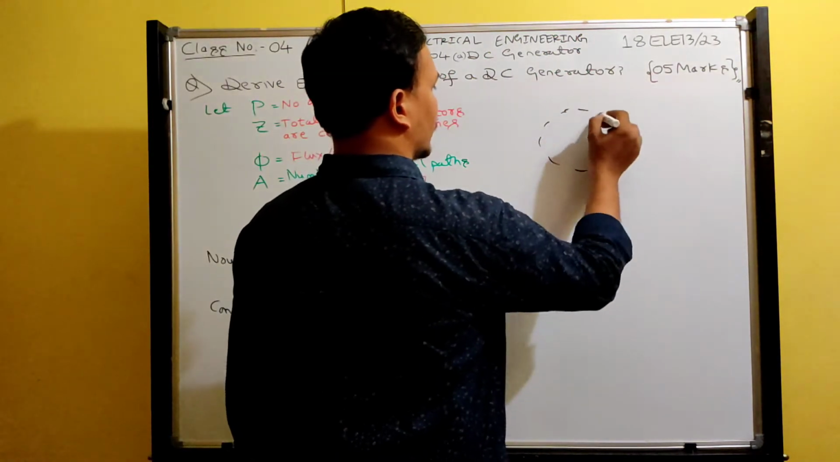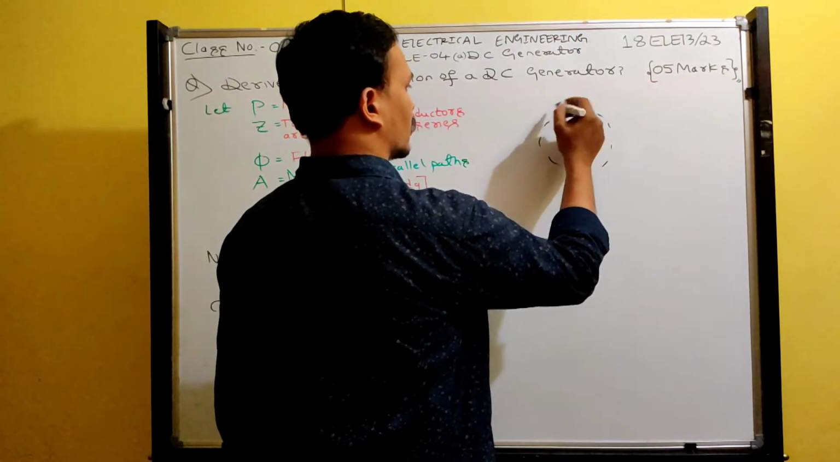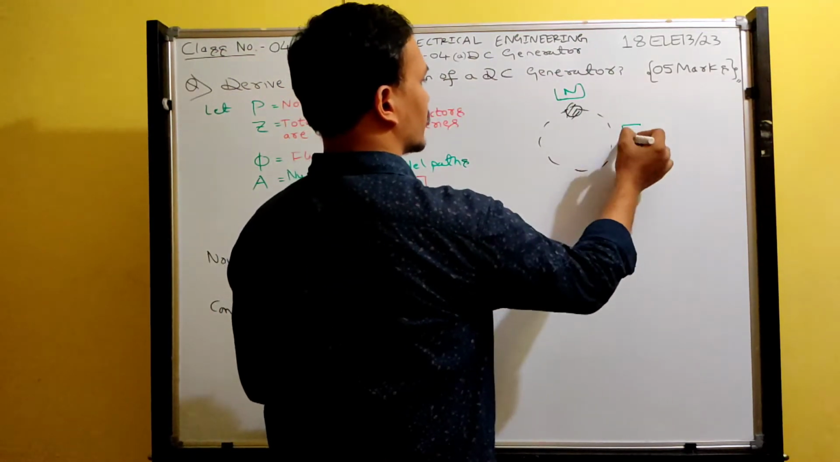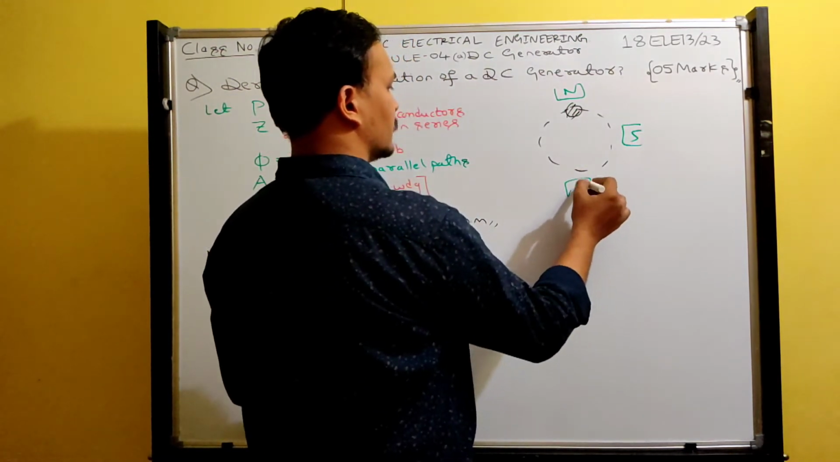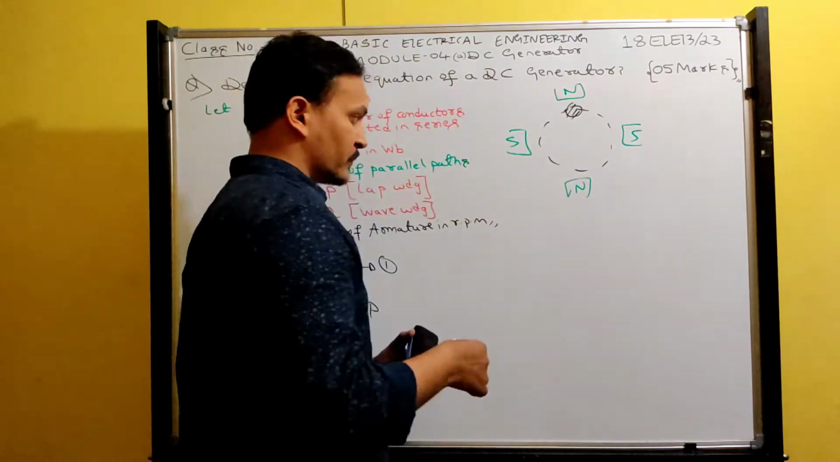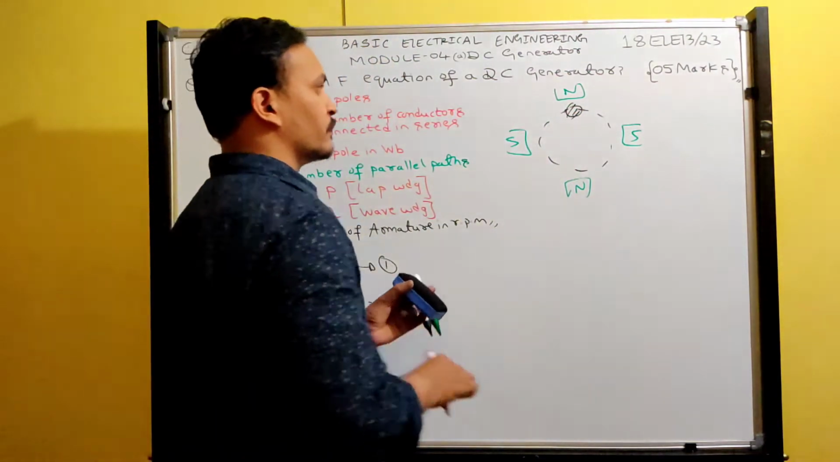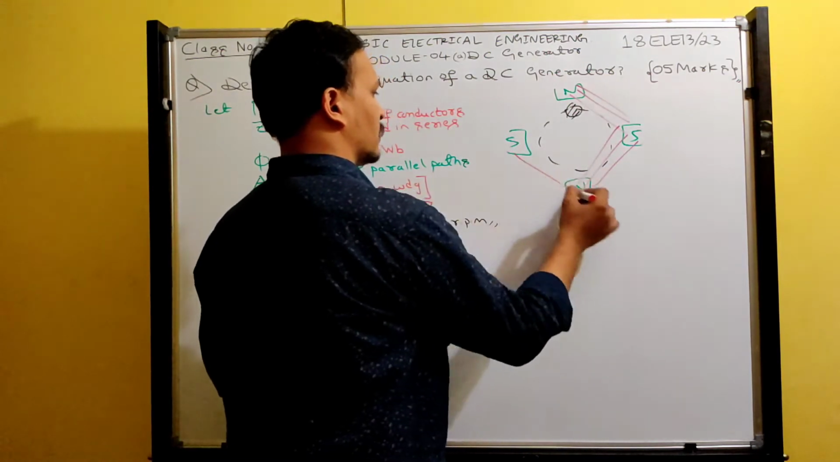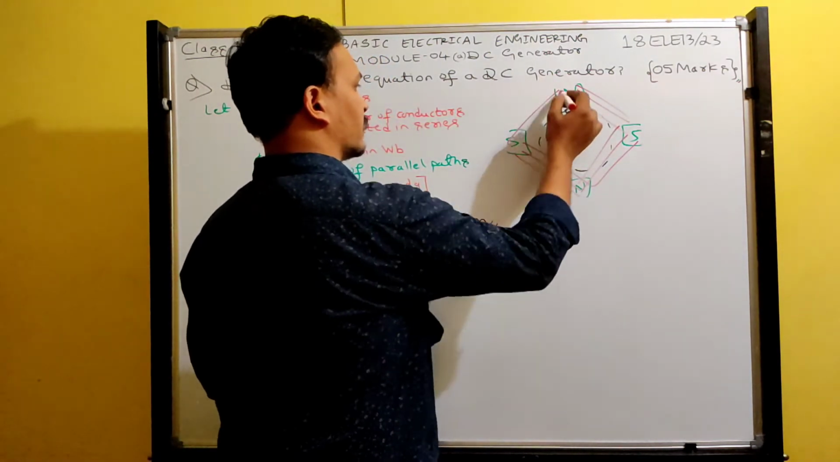See, this is a conductor that rotates. There is a north pole and a south pole. Don't write, simply observe what I am explaining. Between the poles, there will be lines of flux.